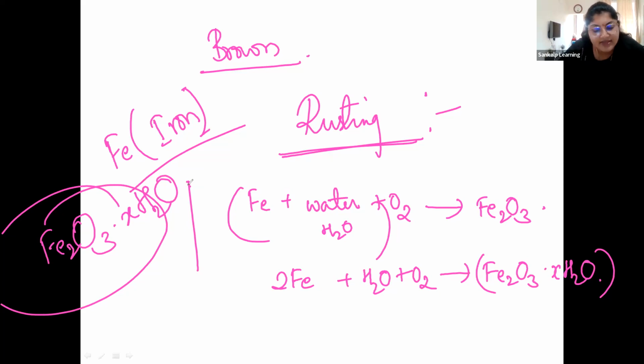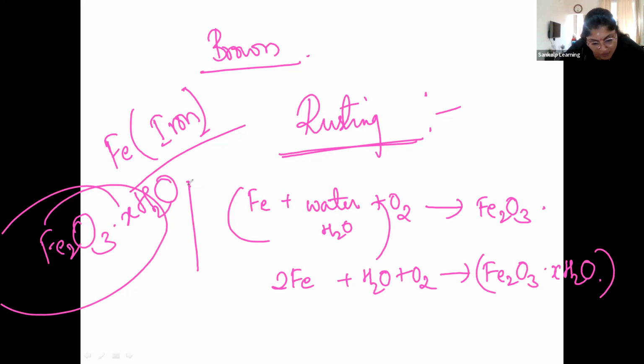The chemical name of rust is iron oxide. Remember that, iron oxide. It is formed when iron is exposed to moisture, that is water vapor. You know that water vapor is present in the atmosphere, and oxygen is in the air. Therefore, rusting is a chemical change in which iron reacts with water and oxygen to form iron oxide, also called rust. So this is the reaction which is given.